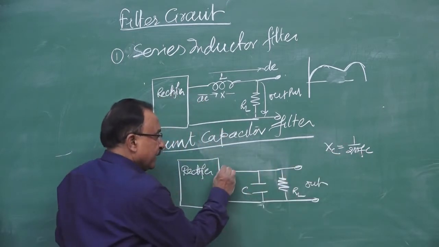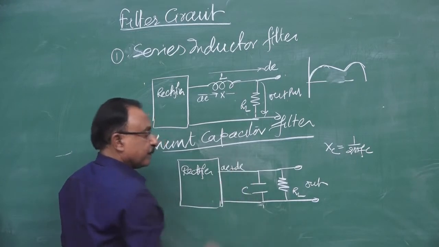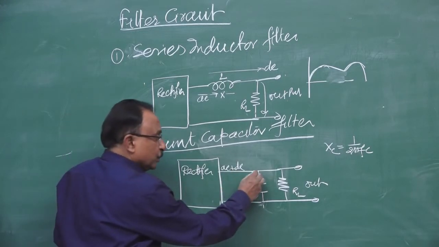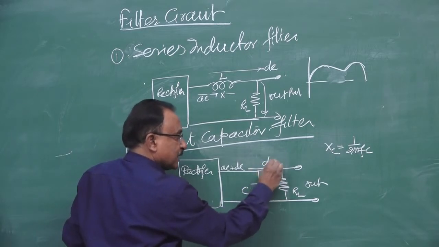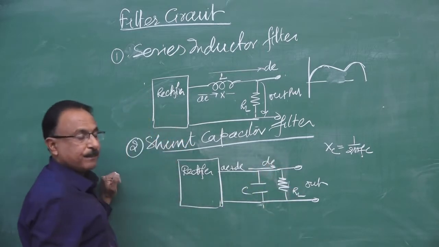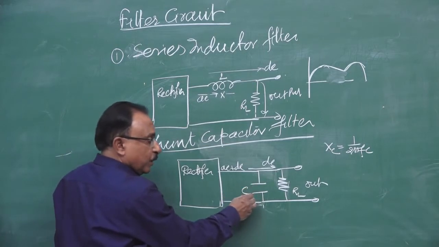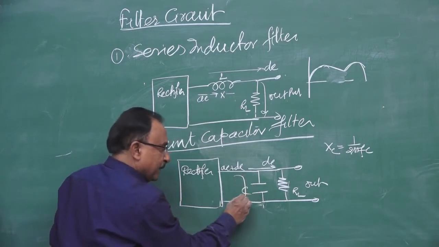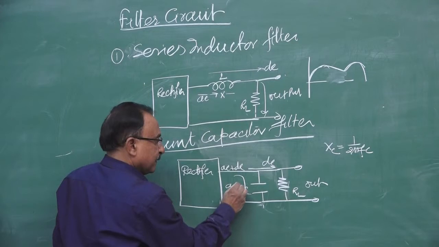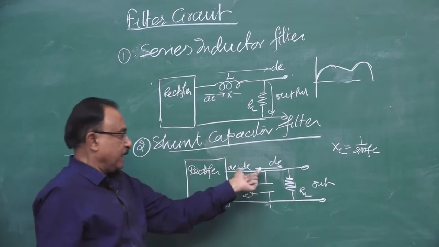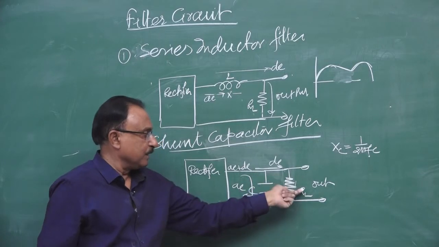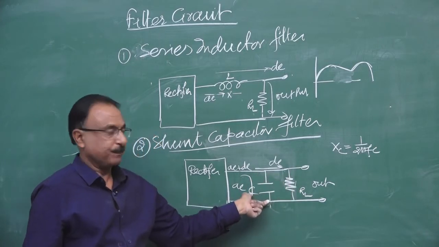So when an AC plus DC mixture comes, the capacitor will block the DC and will not allow it to pass. So DC will pass straight and drop across the RL. But for AC it offers low resistance, so AC will bypass through the capacitor and go back to the circuit. This way, it checks the AC from reaching the RL by bypassing it.